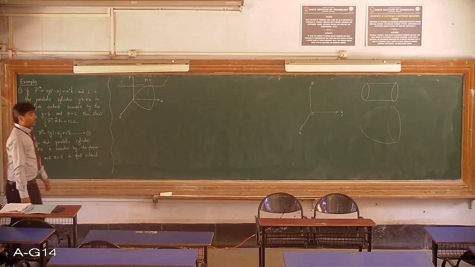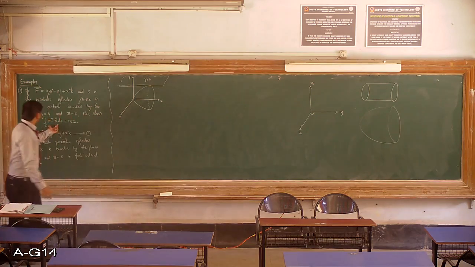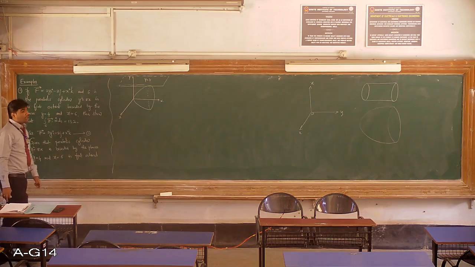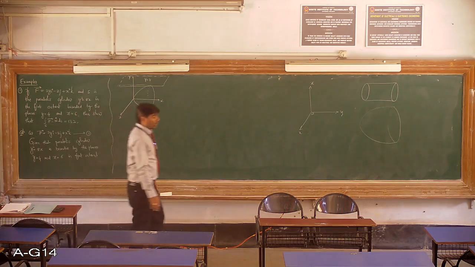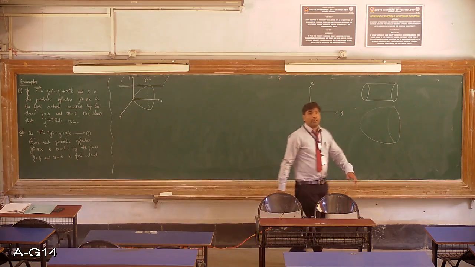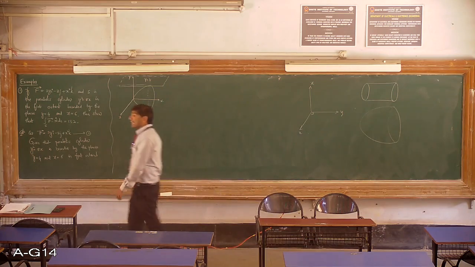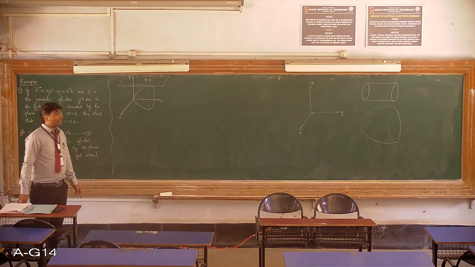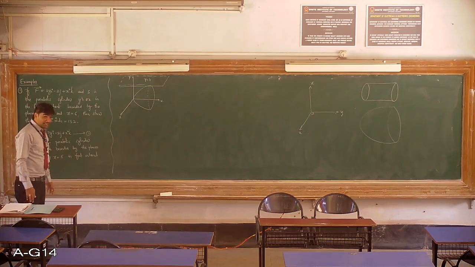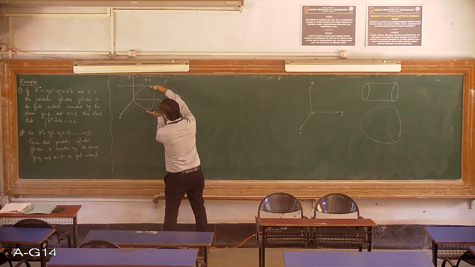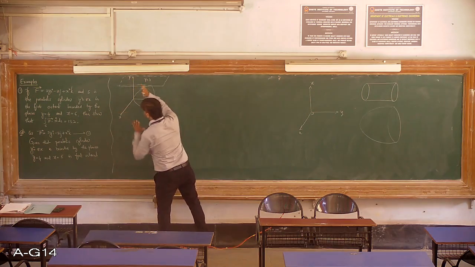So now, whatever f dot n cap dS is there, we need to project it on one particular plane, either the xy, yz or zx plane. Projecting it on the xy, yz or zx plane means what? That is very important for us. Projecting means you have to see the shadow of this cylinder on that yz plane.